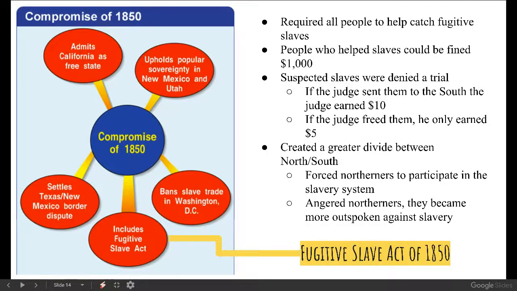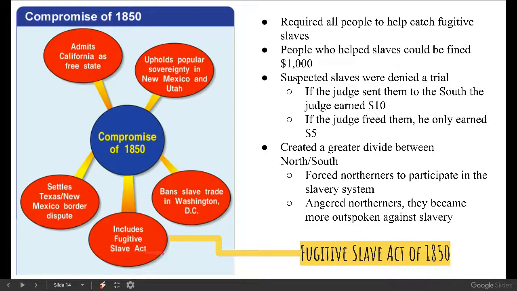All right, so this is the Compromise of 1850 here. What it does is it admits California as a free state. It upholds popular sovereignty in New Mexico and Utah. So California is going to come in free. New Mexico and Utah are going to vote for themselves. Do they want slavery there or do they not? It's going to ban the slave trade in Washington, D.C., so you can't buy or sell slaves anymore in Washington.